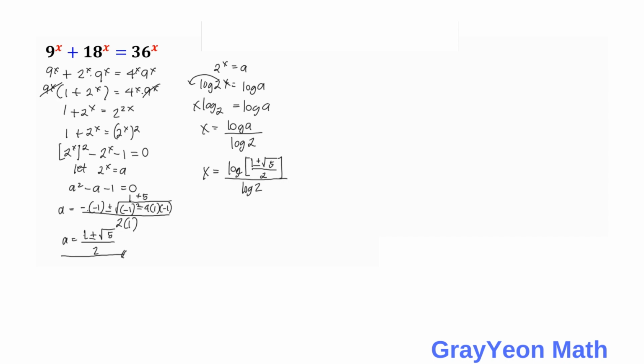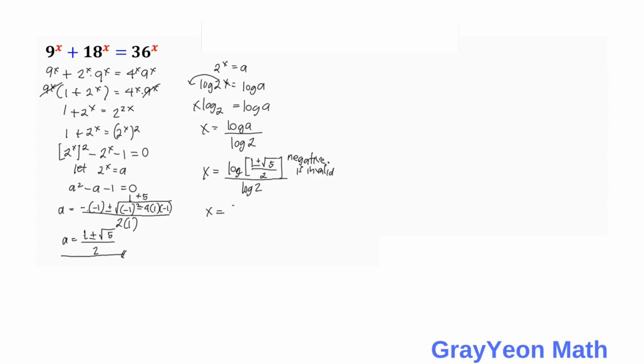But we know that there is no logarithm of a negative number. When you combine 1 and the negative square root of 5, the result is negative. So the negative root is invalid because it will result in the logarithm of a negative number. So we only take the positive.